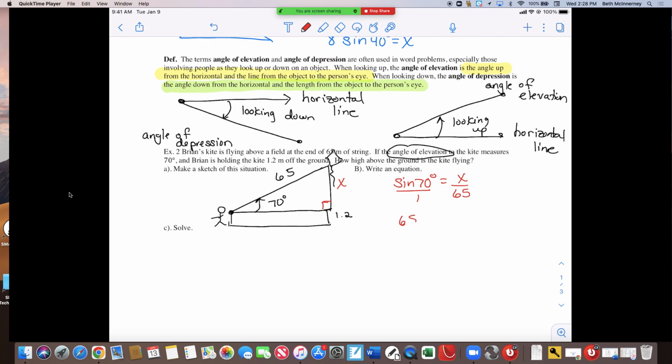So I got 65 times the sine of 70 equals x. So I got x was about 61.1. Did you get that? Okay, now that's not my answer. I'm going to reread the problem. It says, how high above the ground is the kite flying?